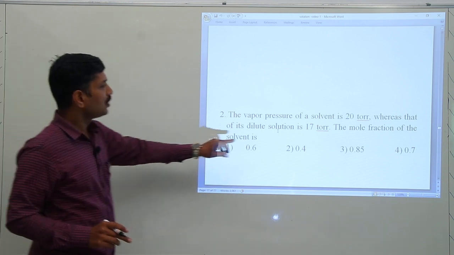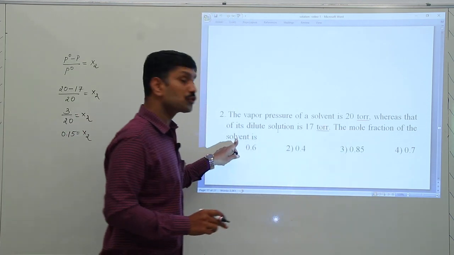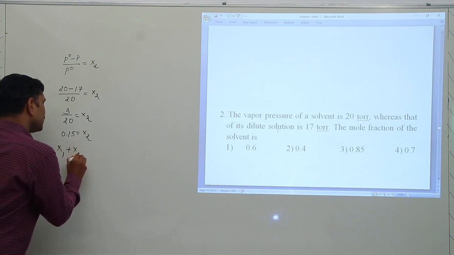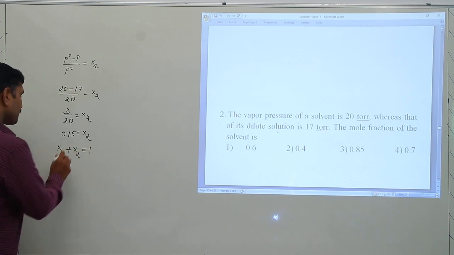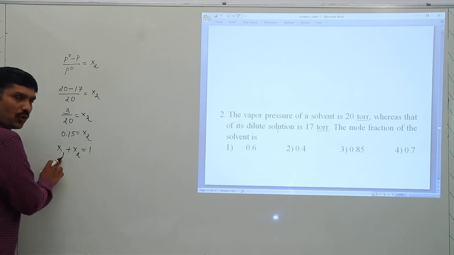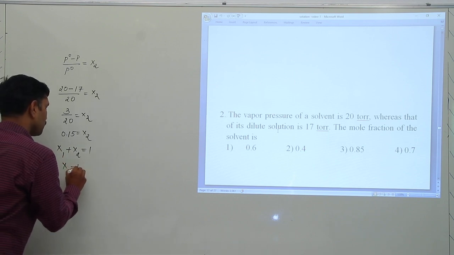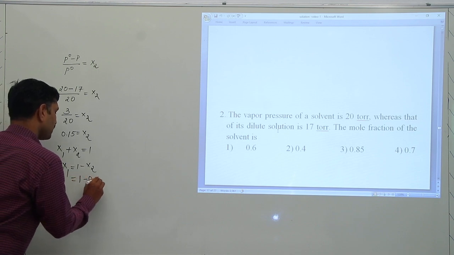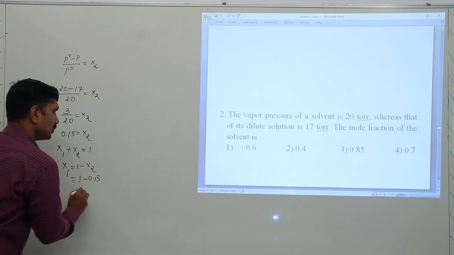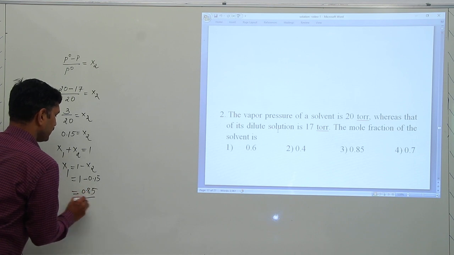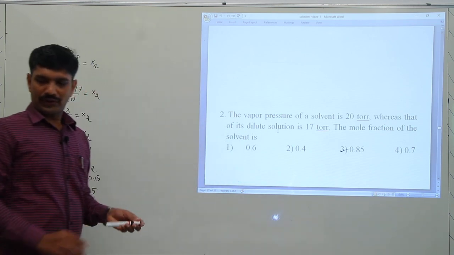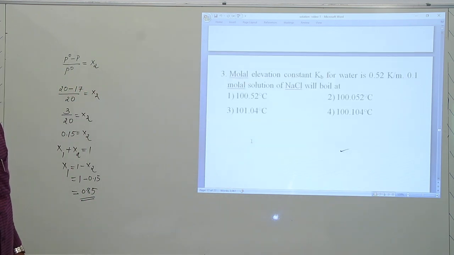But they ask here for the mole fraction of the solvent. We know that x1 plus x2 is equal to 1. So to find the mole fraction of the solvent, x1 is equal to 1 minus x2, so 1 minus 0.15, and the answer is 0.85. The third option is correct here. Okay, I can take the next question.